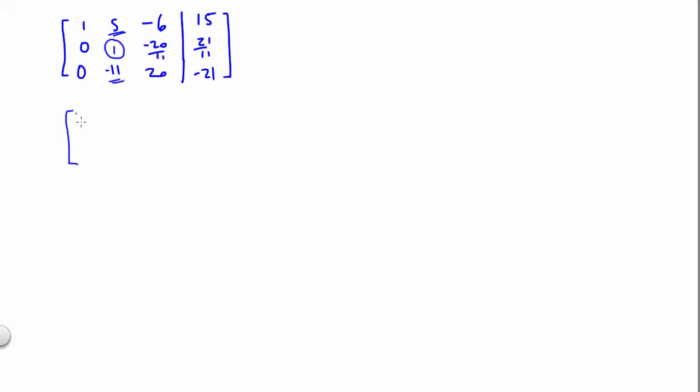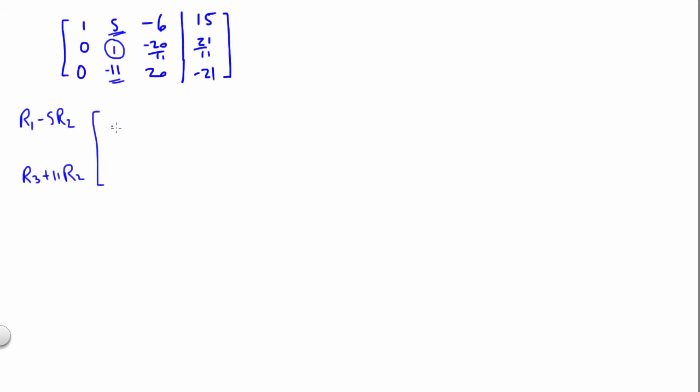So let's go, giving ourselves a little bit more room here. Let's go row 1 minus 5 times row 2. Okay, we're doing the row that we're on plus or minus an appropriate multiple of our pivot row. If it's a 5 that we're trying to eliminate, then minus 5 would be an appropriate multiple. And for the bottom row, we'll go row 3 plus 11 times row 2.